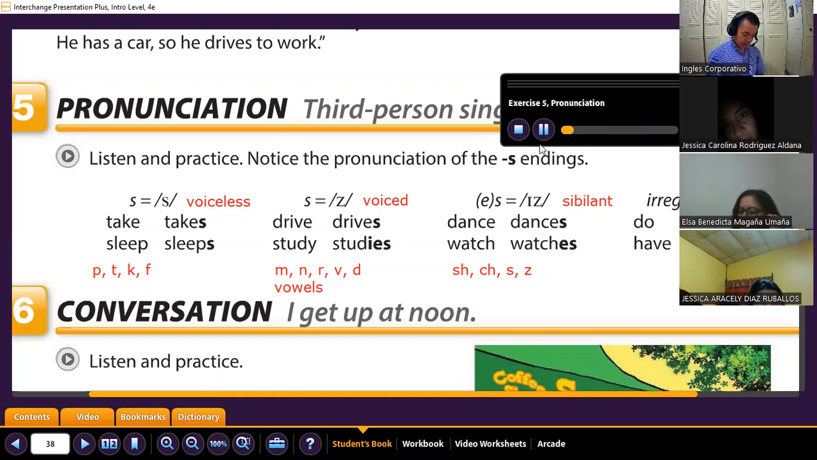Page 38, exercise 5, pronunciation. Third person singular S endings. Listen and practice. Notice the pronunciation of the S endings. S equals S: take, takes; sleep, sleeps. S equals Z: drive, drives; study, studies. S equals is: dance, dances; watch, watches. Irregular: do, does; have, has.